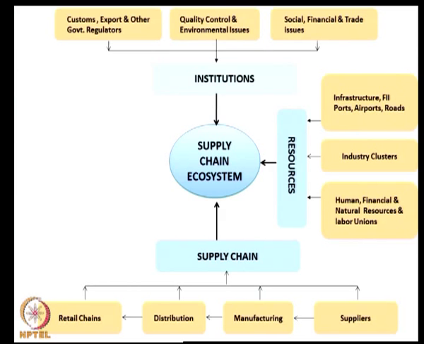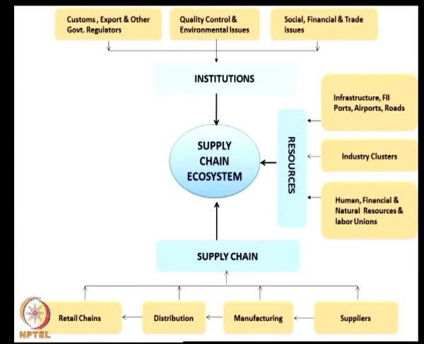And also human, financial, and natural resources and labor unions are the other resources that are available. Human resources become very important in the supply chain. You need people at various levels: in manufacturing, in management, and at the mid level in software and so on. These human resources come from educational institutions. They can be engineering colleges, polytechnics, skill-based training institutions, management training institutions and so on. So the human resource and their productivity become an important thing in terms of resources.